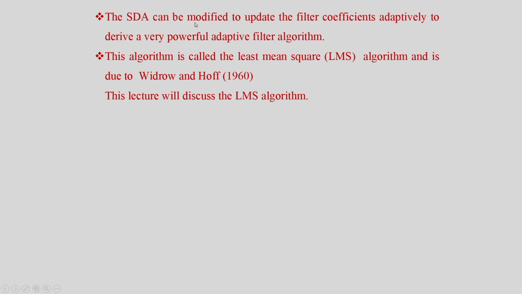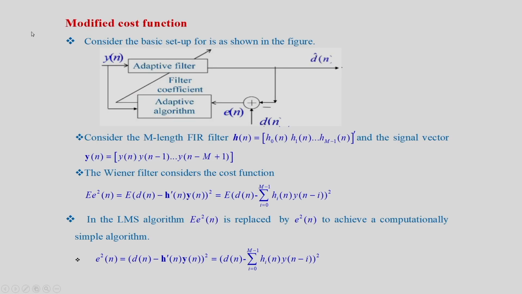The SDA can be modified to update the filter coefficients adaptively to derive a very powerful adaptive filter algorithm. This algorithm is called the least mean square, LMS, algorithm and is due to Widrow in 1960. This lecture will discuss the LMS algorithm. We will see how the cost function is modified for the LMS algorithm.